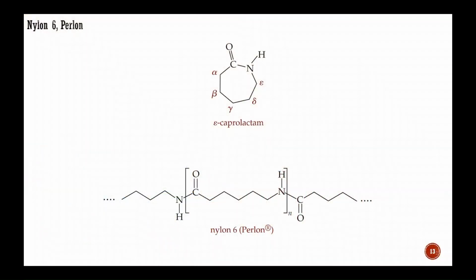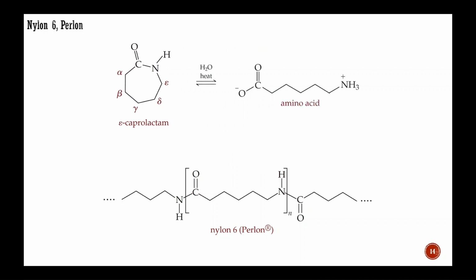Another well-known polyamide is nylon 6, also called Perlon. It is made from the cyclic amide caprolactam and is primarily used in ropes and ties. When caprolactam is heated with a small amount of water, some of it is hydrolyzed to the corresponding amino acid. Continued heating of this mixture leads to condensation and polymerization, yielding molten nylon 6.